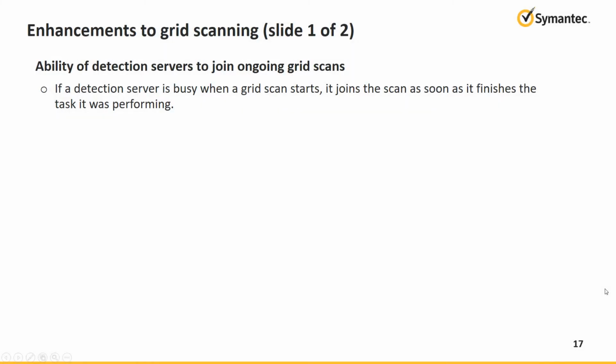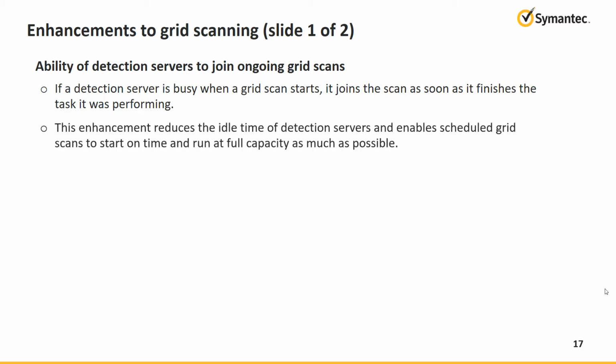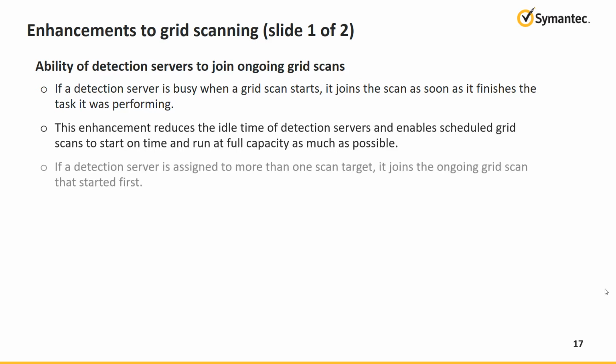Several enhancements have been made to grid scanning in Symantec DLP 15.7. First, if a detection server that is assigned to a grid is busy when a grid scan starts, it joins the scan as soon as it finishes the task it was performing. This enhancement reduces the idle time of detection servers and enables scheduled grid scans to start on time and run at full capacity as much as possible. If a detection server is assigned to more than one scan target, it joins the ongoing grid scan that started first.